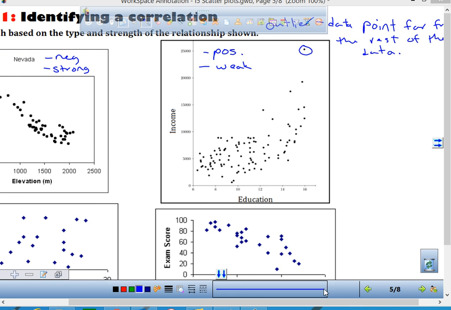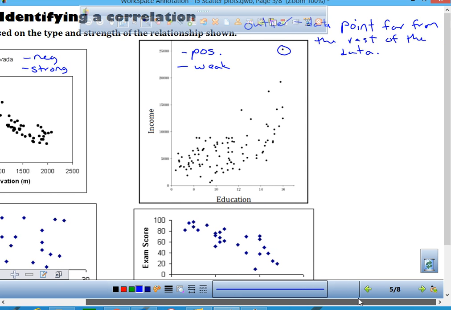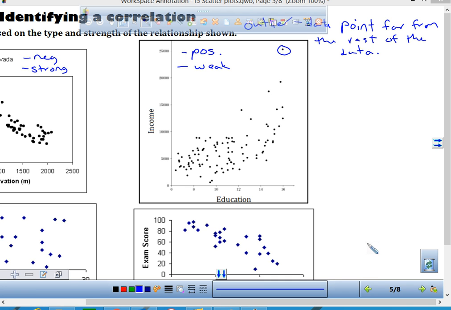And sometimes there might be more than one data point, but a lot of times you're only going to see one outlier or maybe two outliers at the most in one set of data. Okay? Questions about an outlier? Okay, then let's look at these bottom two graphs.